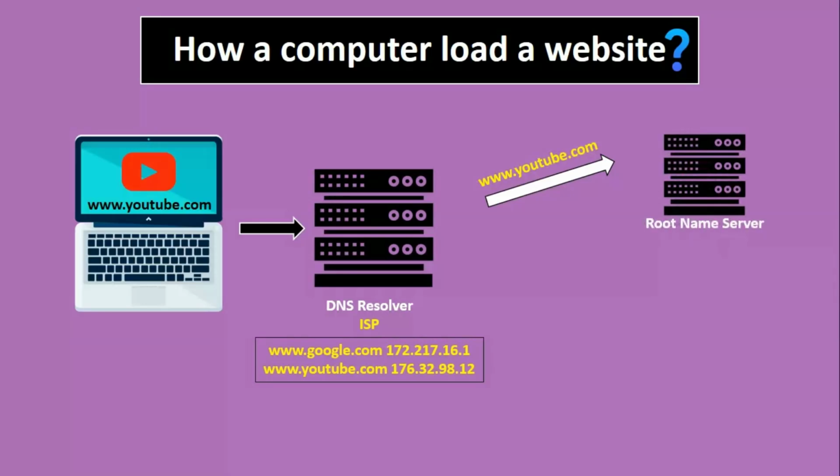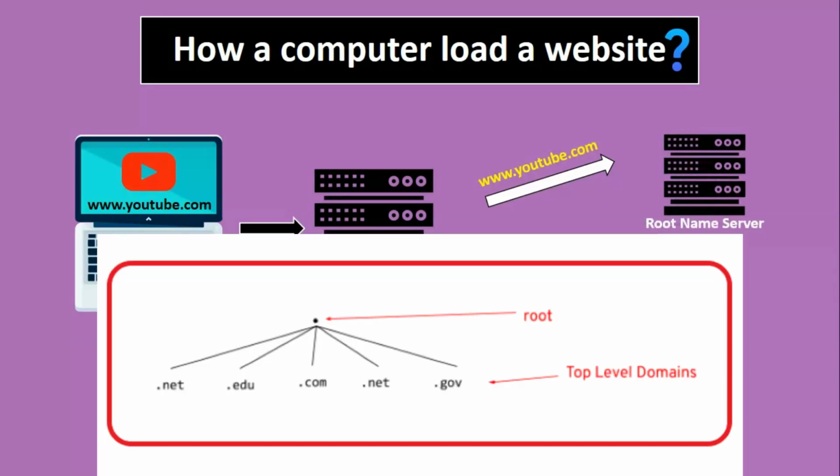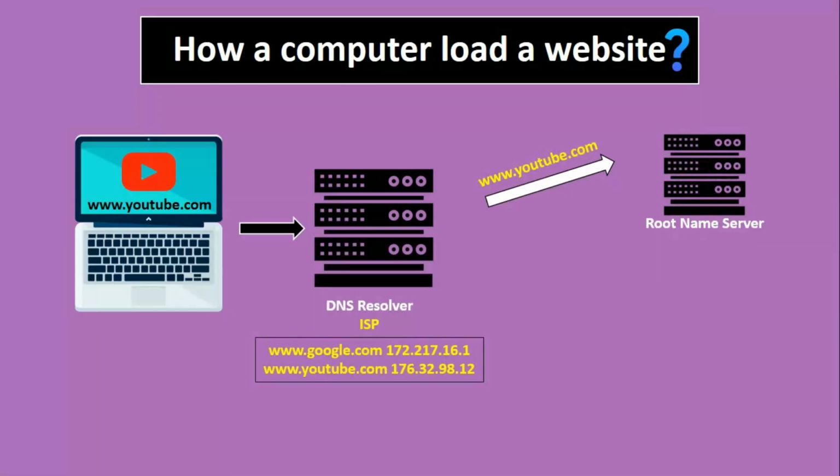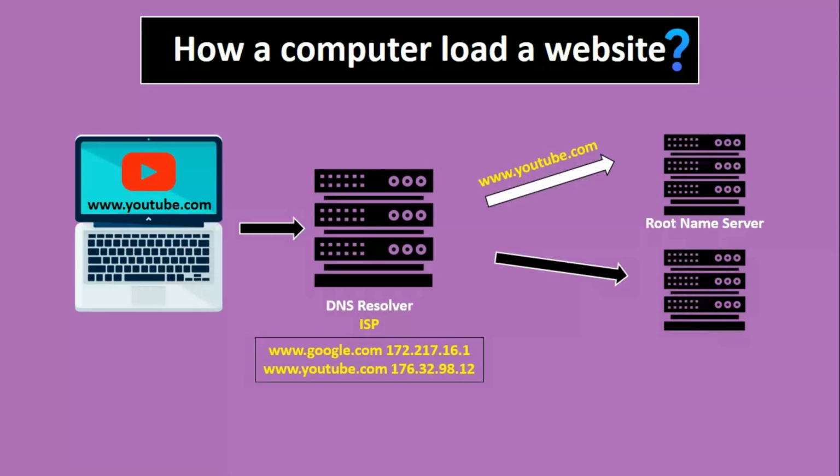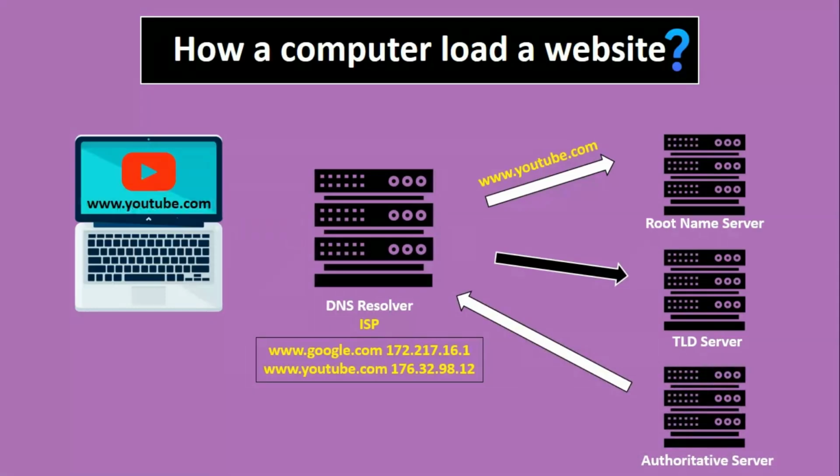The root name server checks whether it is .com or .org or .net. So here it is .com. Based on the extension, the root name server gives the IP address of the TLD server. Then the DNS resolver sends the request to the TLD server, which responds with a referral to the authoritative DNS server for the domain, and requests the IP address for the specific domain. Then the authoritative DNS server responds with the IP address associated with the requested website, like www.youtube.com.